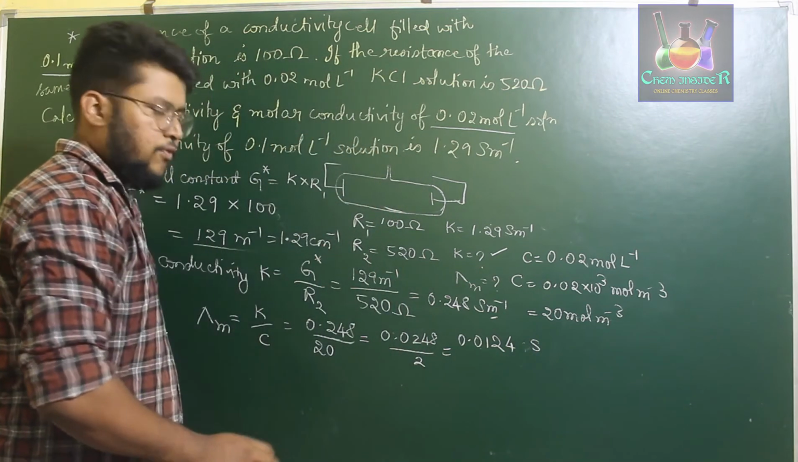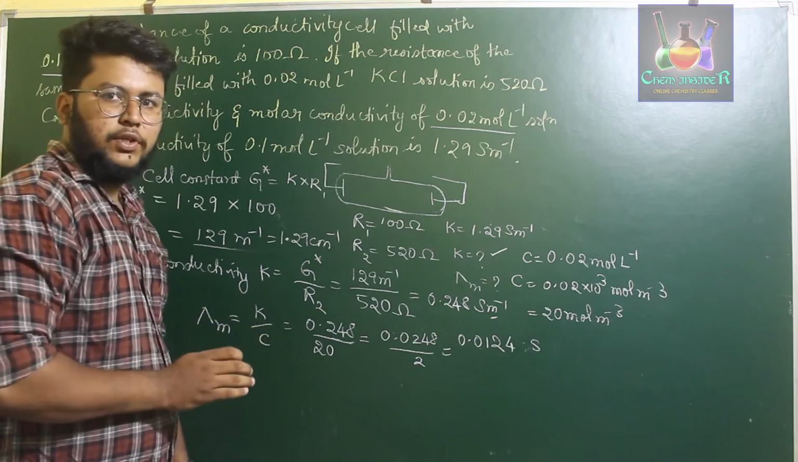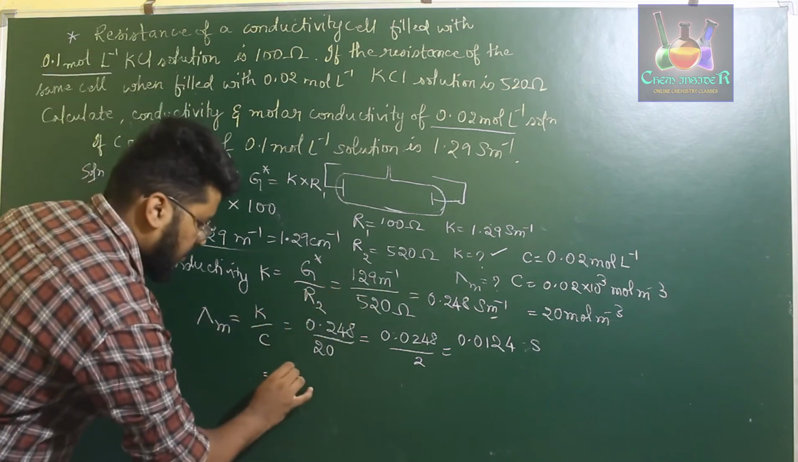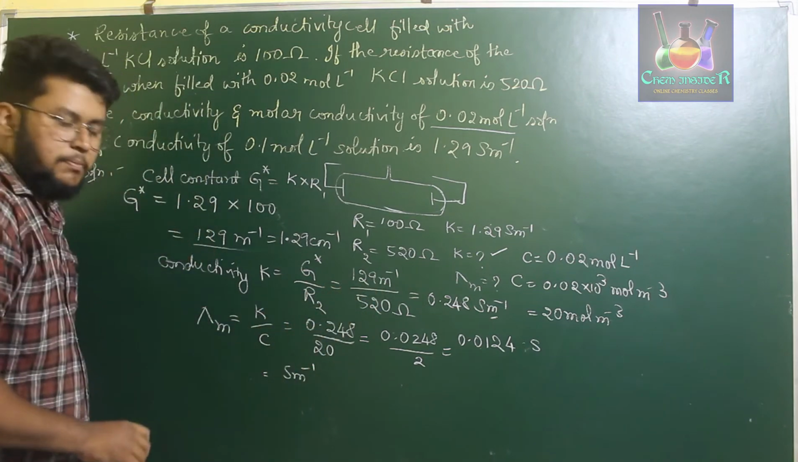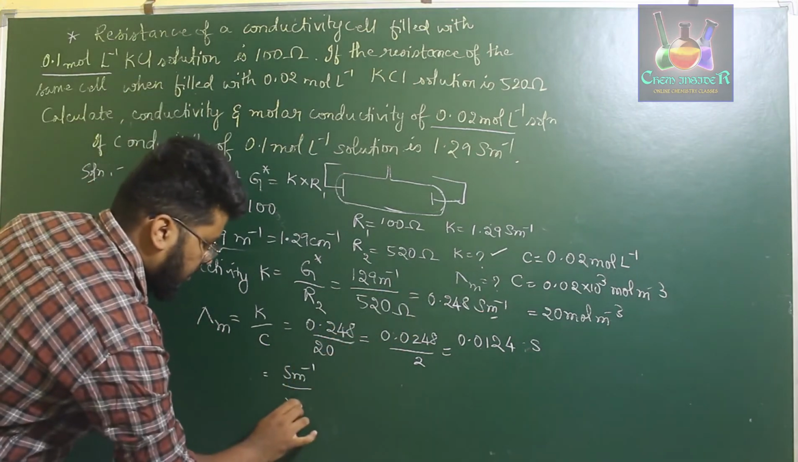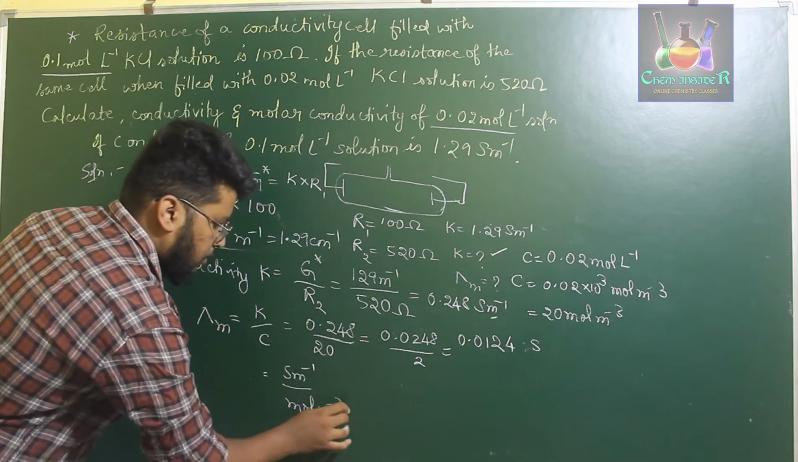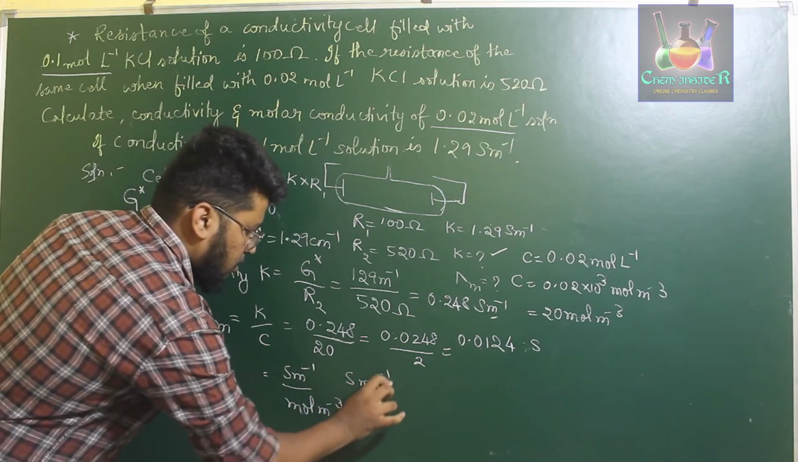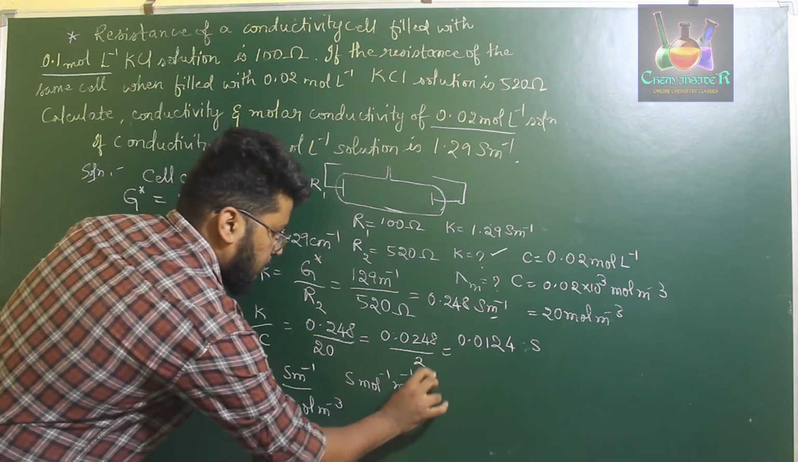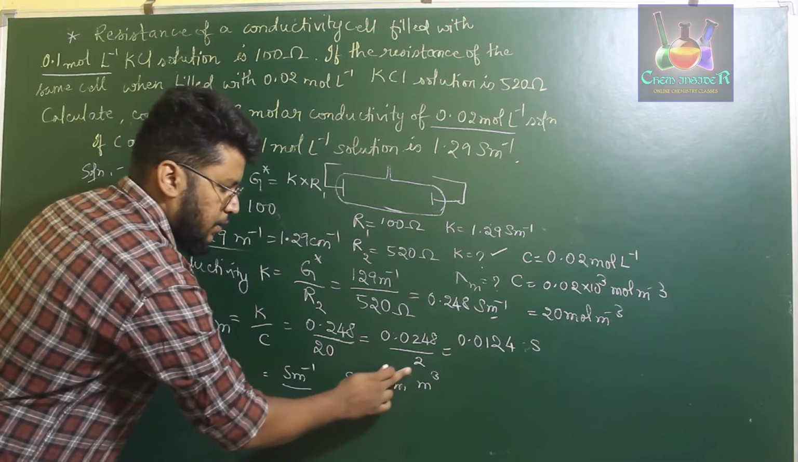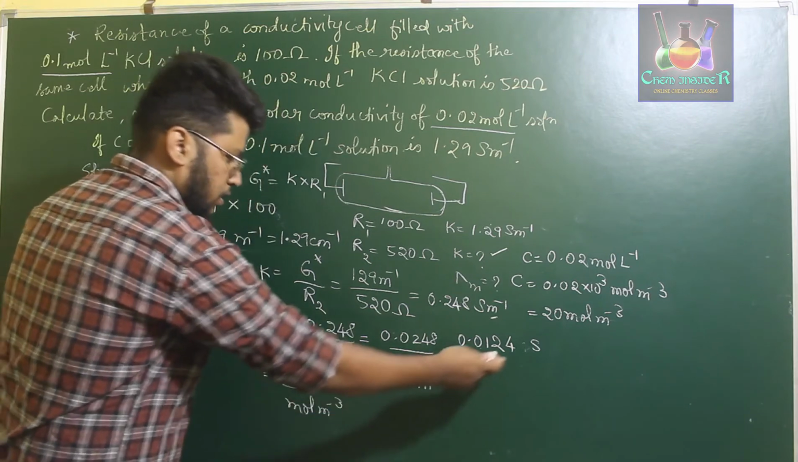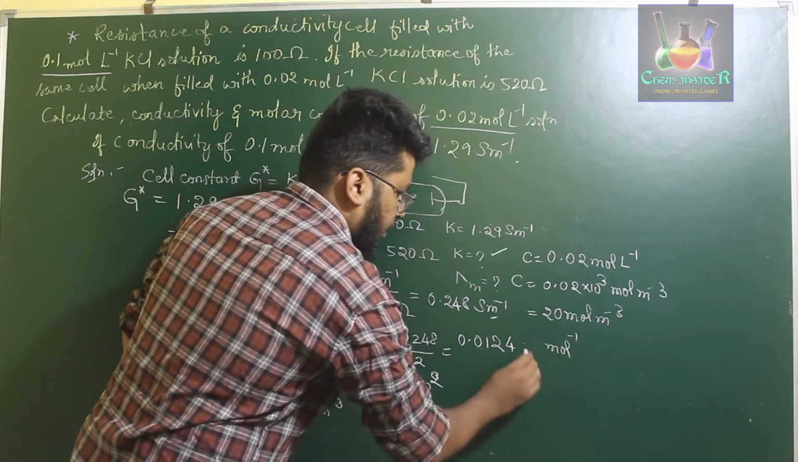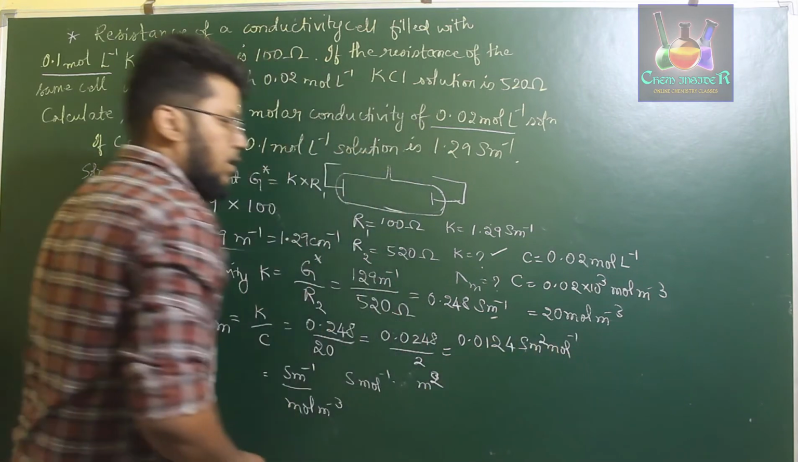Siemens. Now for the SI unit, watch carefully. The SI unit tends to be a bit confusing. For kappa, it is Siemens per meter. We have mole per meter cube in the denominator, which on going to the numerator becomes Siemens per meter times meter cube per mole. So that means it will be overall meter square. Therefore the unit is Siemens meter square per mole.